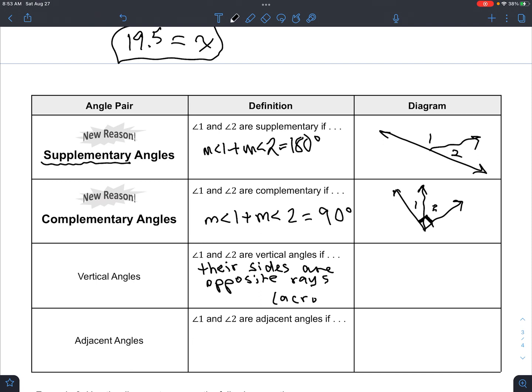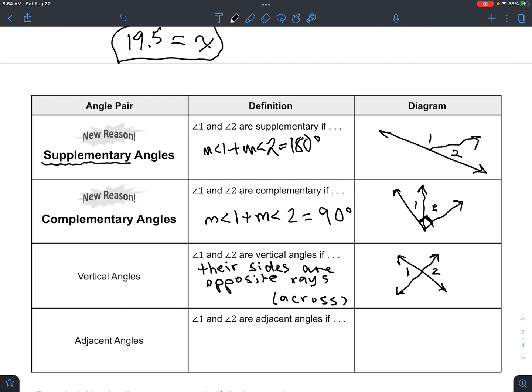But I like to just remember vertical angles are like a cross. So they always make an X. So that's one pair of opposite rays. That's another pair of opposite rays. If the angles share those, like those two, those are called vertical angles. And it's actually a theorem that vertical angles are congruent. And we'll talk about that in a few weeks, of why that's the case.